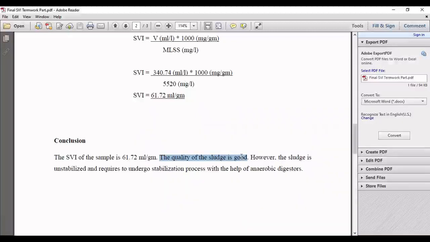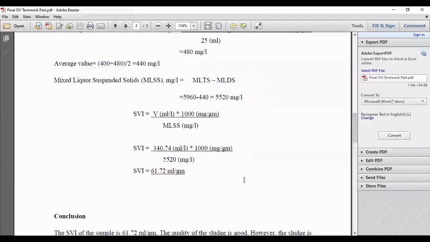Now, according to this particular value, what we can say is that the quality of the sludge is good because it is in the range of 50 to 150. So the quality of the sludge is good, but that doesn't mean that the sludge is stabilized, right? The sludge is unstabilized and needs to undergo a stabilization process. The stabilization process can vary, but here I have suggested that it should go to an anaerobic digester, which is one of the ways of stabilizing this unstabilized sludge, right? So these were the readings of the experimentation.